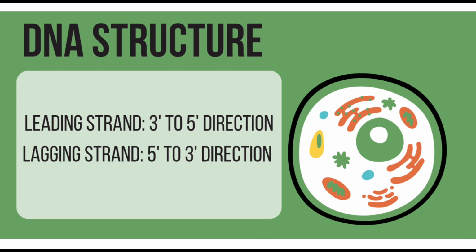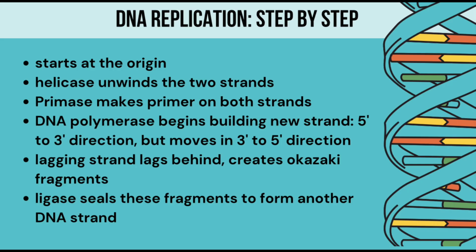What you need to know for DNA replication is that the leading strand of DNA moves in the 3' to 5' direction. The lagging strand moves from the 5' to 3' direction. Now let's move on to the actual step-by-step process of DNA replication. DNA replication begins at the origin. At the origin, helicase begins to unwind the two DNA strands. In order to keep these strands separated, single-stranded binding proteins bind to the DNA strands and keep them separated.